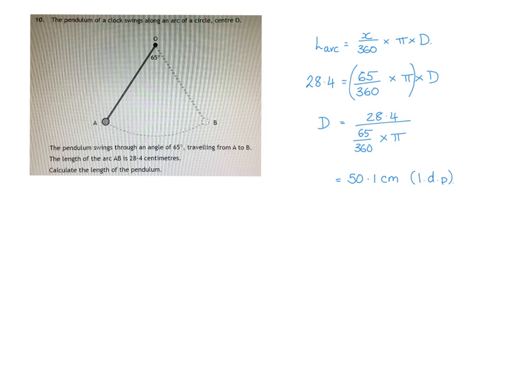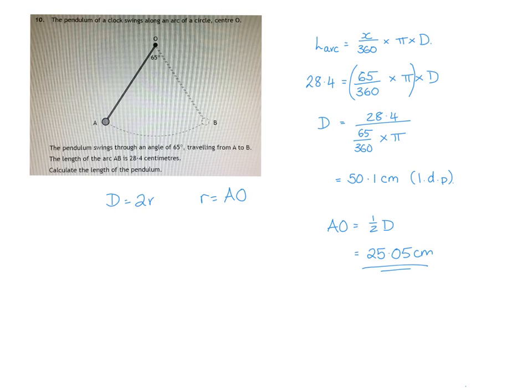Okay? And then what we've got is this length here, AO, which is what we've been asked to find because that's the length of the pendulum. That is in fact not the diameter that we found, but it is the radius. We know that the diameter is equal to 2 times the radius, and the radius is equal to AO. So AO is equal to half of the diameter because it's divided by 2. So we get 25.05 centimetres for the length of the pendulum.